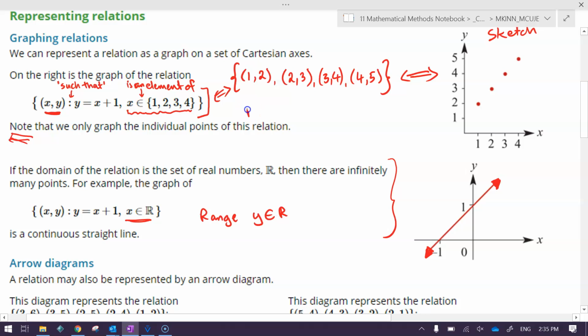In the first one, my range is restricted to just 4 values. What were the values? 2 or 3 or 4 or 5.